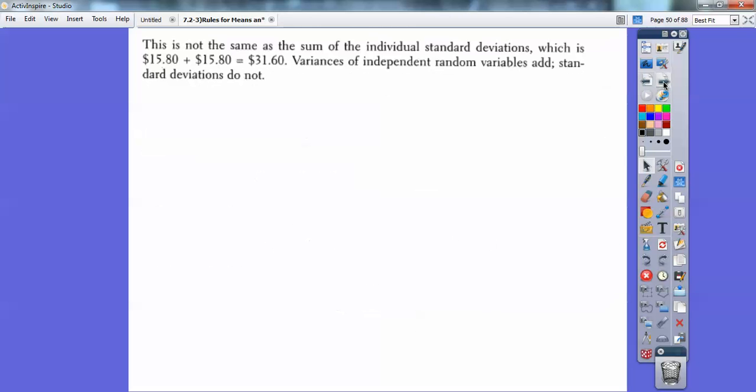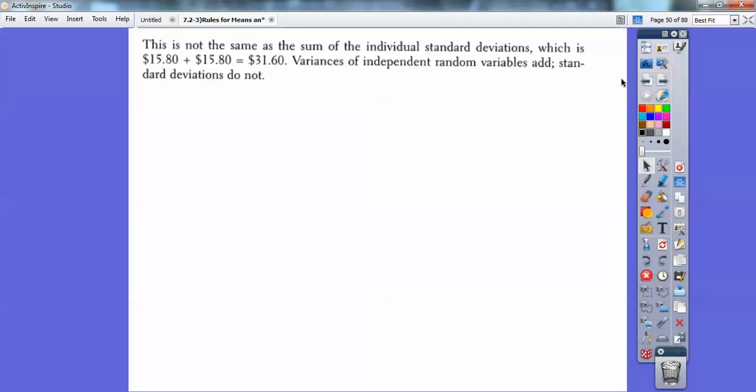Now notice this, you guys. This is not the same as the sum of the individual standard deviations. Remember, each individual standard deviation is 15.80 and 15.80, which is 31.60. So variances of independent variables add, and standard deviations don't.